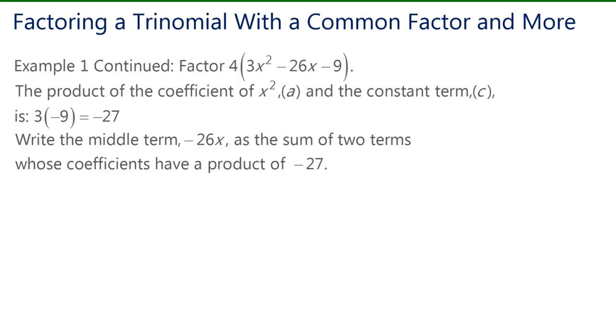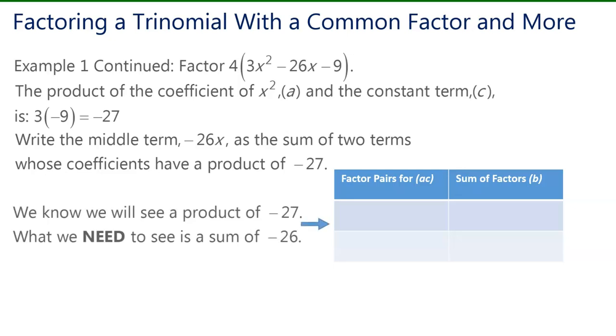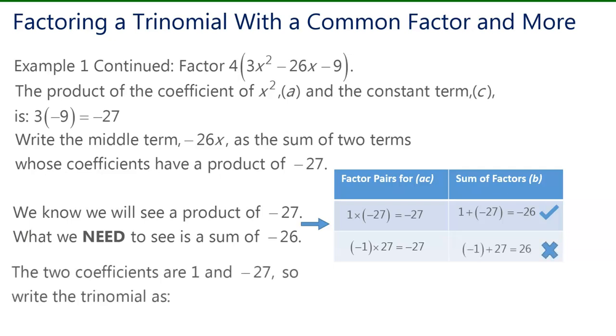of negative 27. Let's look at some factor pairs. We know we will need a product of negative 27. What we need to see is a sum of negative 26. This factor pair leads to a sum of negative 26, and we have a winner right away. We could have tried this factor pair as well, but this would have given us 26. The two coefficients are 1 and negative 27, so we write the trinomial as 4 outside of 3x squared plus 1x subtract 27x subtract 9. Notice how we paired up the negative 27x with the negative 9.